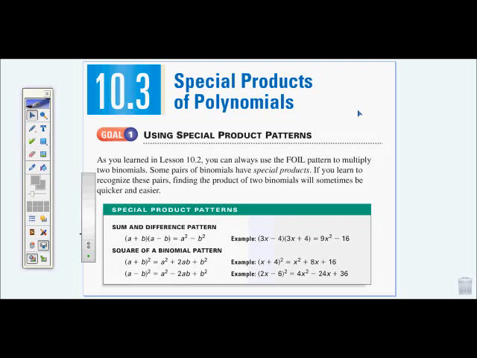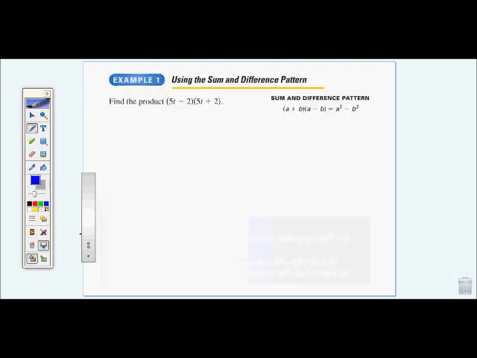We learned a way to multiply polynomials, and using the FOIL pattern is the usual way that you do that. However, in 10.3, we're going to learn about some special products of polynomials or some patterns. So if you want to make note of these patterns, we have two separate patterns here, the sum and difference pattern and the square of the binomial pattern. Now, both of these can be proved if we do the FOIL method. However, this is a little bit of a shortcut, and I have it on each one of the screens.